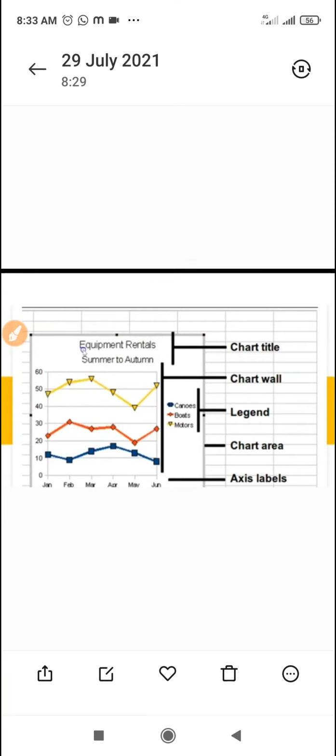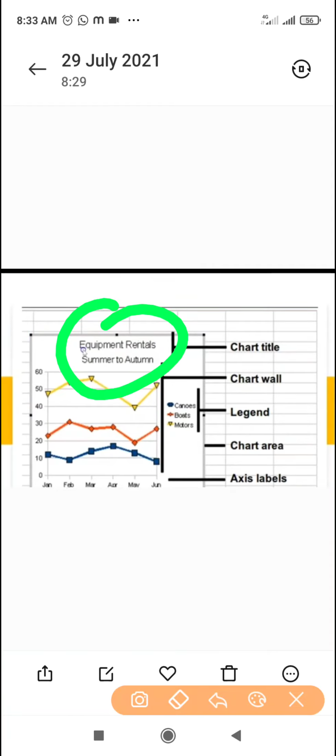The third thing is the chart title. Here you can see that we have written the title of the chart, equipment rental summer to autumn. That is known as the title of the chart, from which we know for what purpose we have made the chart.